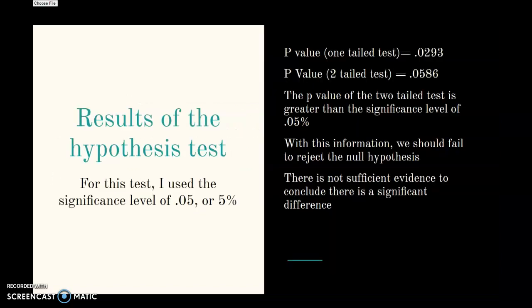Now, for the results of the hypothesis test, remember the significance level was 0.05 or 5%. The p-value that was calculated for a one-tailed test was 0.0293, and the p-value for a two-tailed test was 0.0586. We are going to use the two-tailed test because it was a two-sample comparison. The p-value is greater than the significance level, and with this information, we would fail to reject the null hypothesis because there is not sufficient evidence to conclude that there is an actual difference.